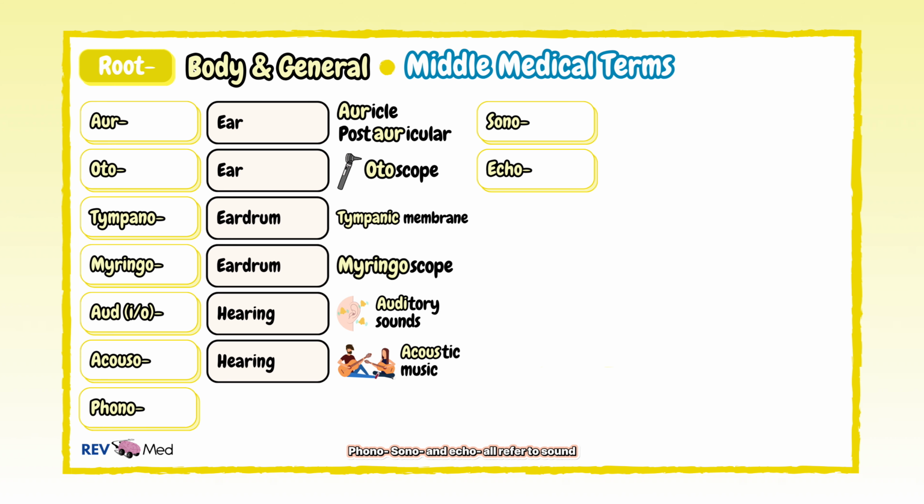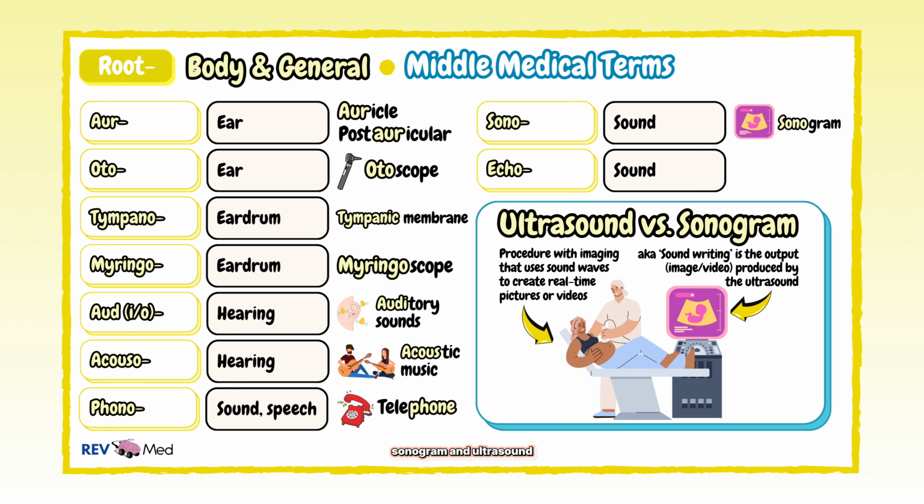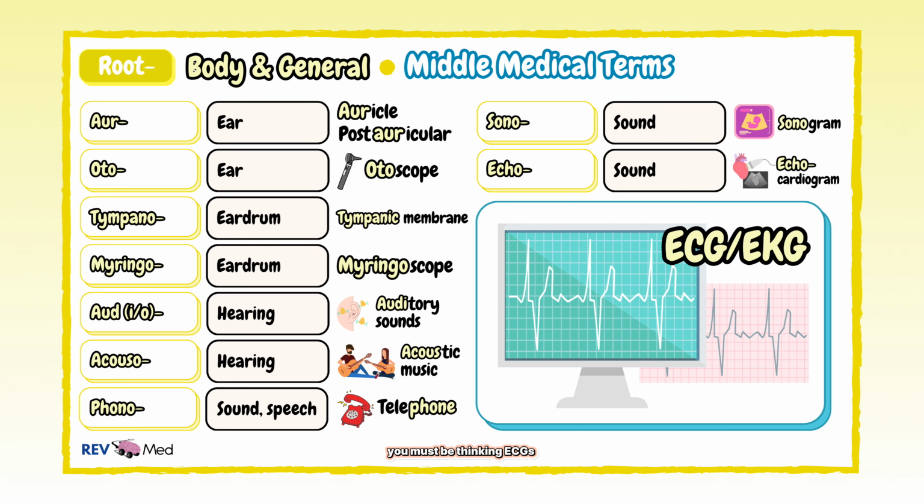Phono, sono, and echo all refer to sound. Phono is also for speech. Think telephone. For sono, you must be thinking sonogram. But what's the difference between sonogram and ultrasound? Well, an ultrasound is a tool used to make a picture, and a sonogram is the picture that the ultrasound generates. And echo? Well, you must be thinking ECGs. Echocardiogram is an ultrasound of the cardiovascular system.